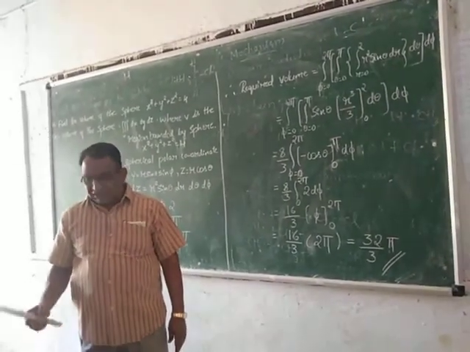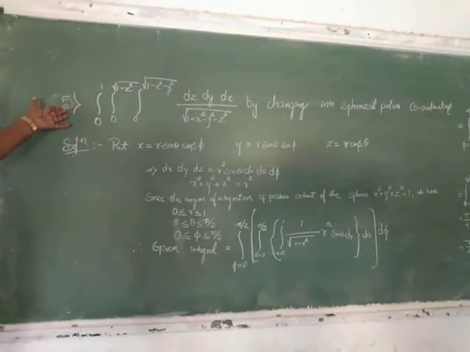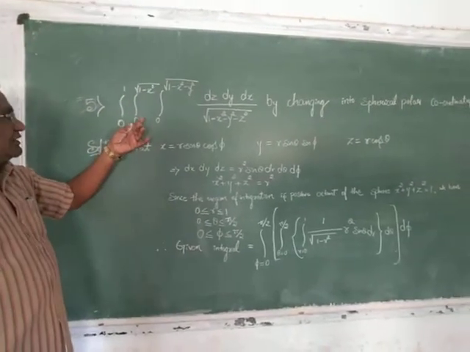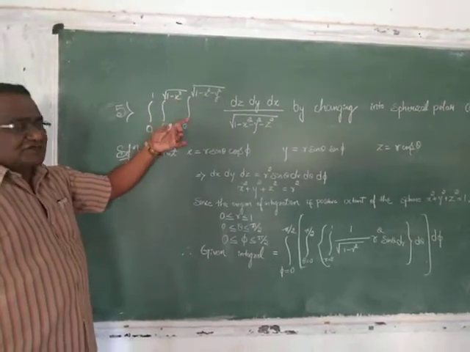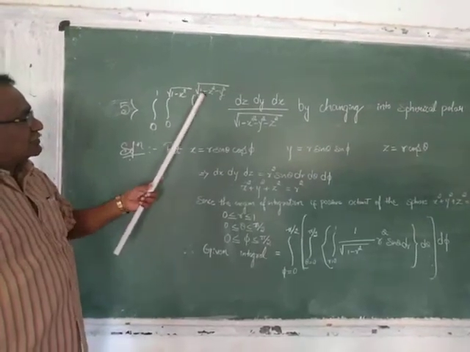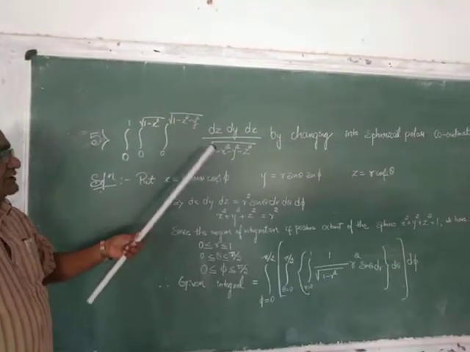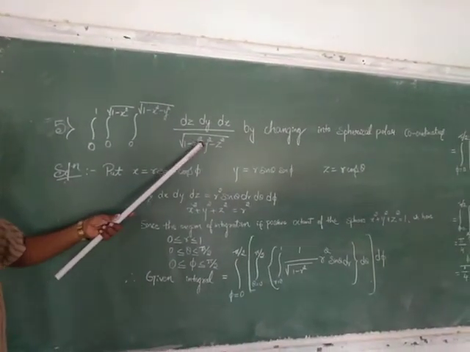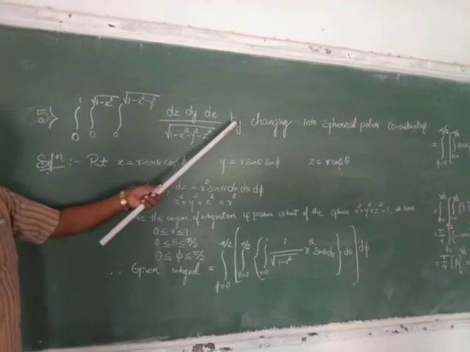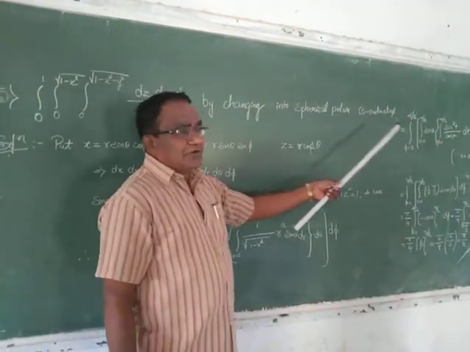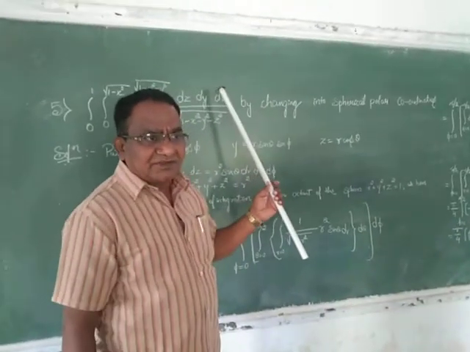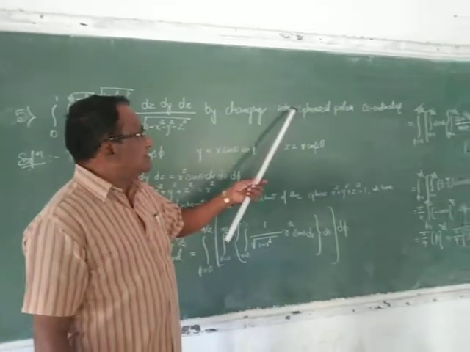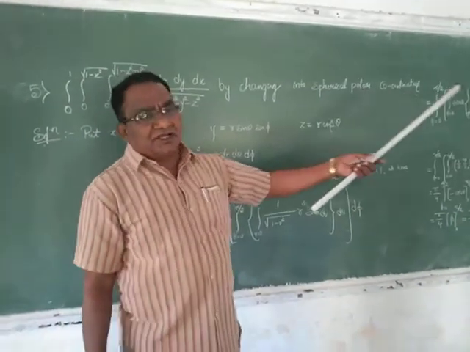Okay, let's go to the next example here. Evaluate the integral from 0 to 1, integral from 0 to root of 1 minus x squared, integral from 0 to root of 1 minus x squared minus y squared, of dz dy dx by root of 1 minus x squared minus y squared minus z squared, by changing into spherical polar coordinates. Already we have done this example in the usual manner, but I wanted to now do it by changing the variables into spherical polar coordinates.